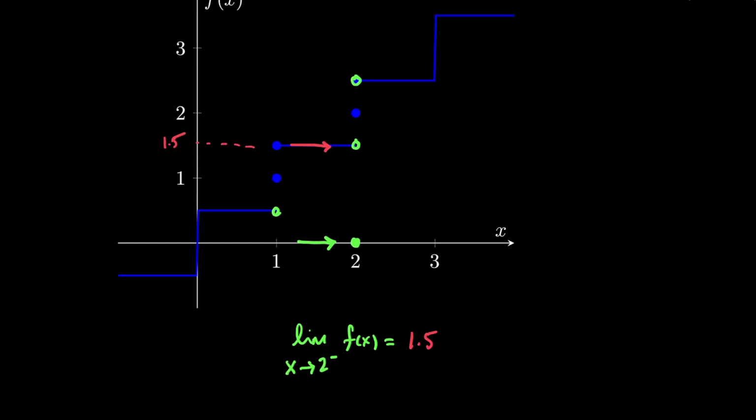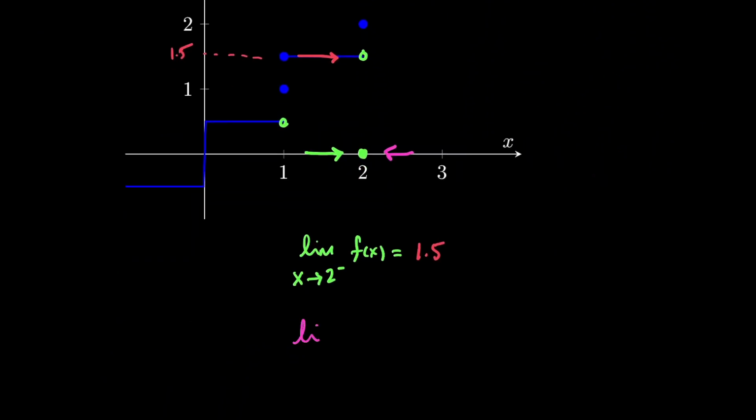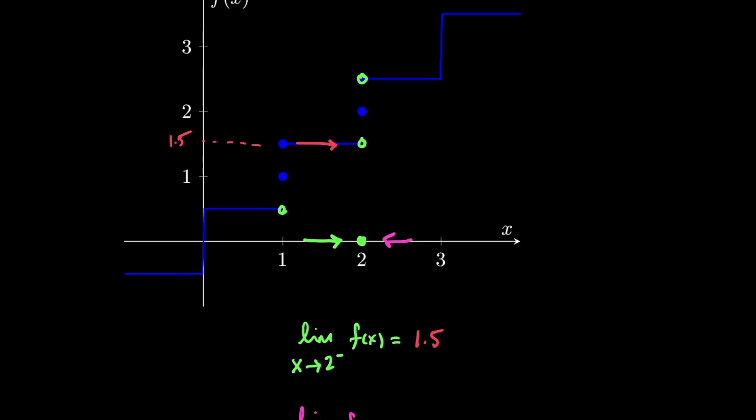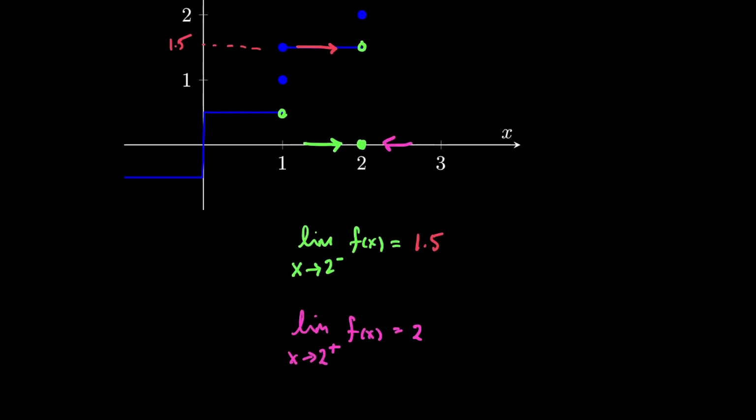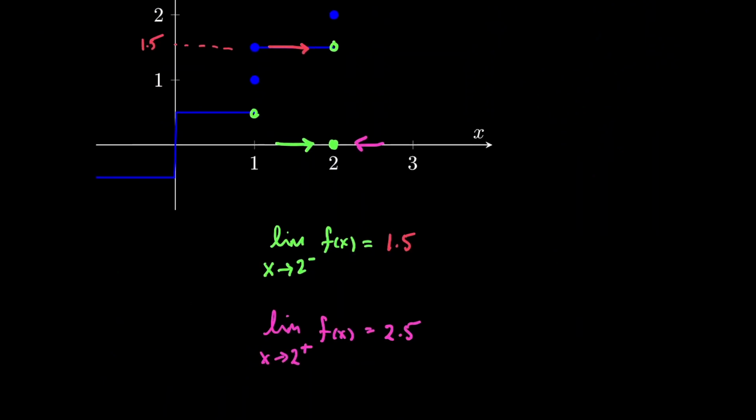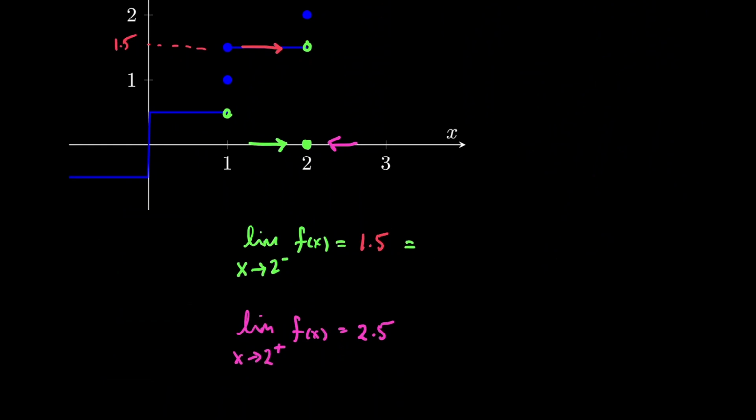But if we approach it from the right, 2.1, 2.001, the limit as x approaches 2 from the right of f of x, well, this is a different value, right? I'm coming from the right, and I'm seeing these outputs up here, and I'm approaching this value, which is what? 2.5. Okay, so we'd say this is our left-hand limit. We'd say this is our right-hand limit.